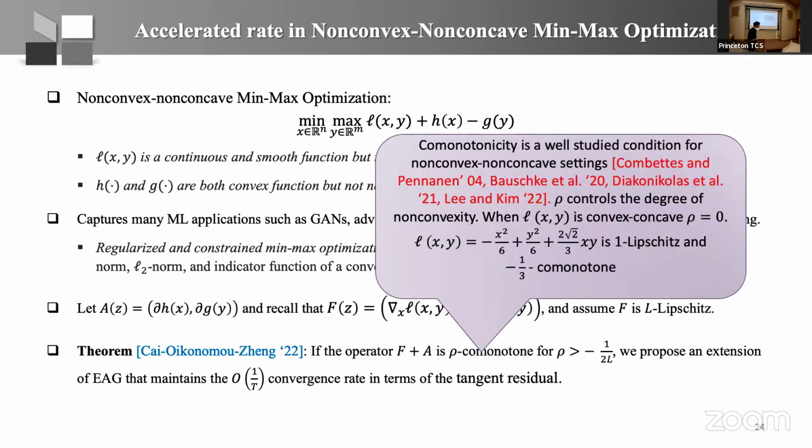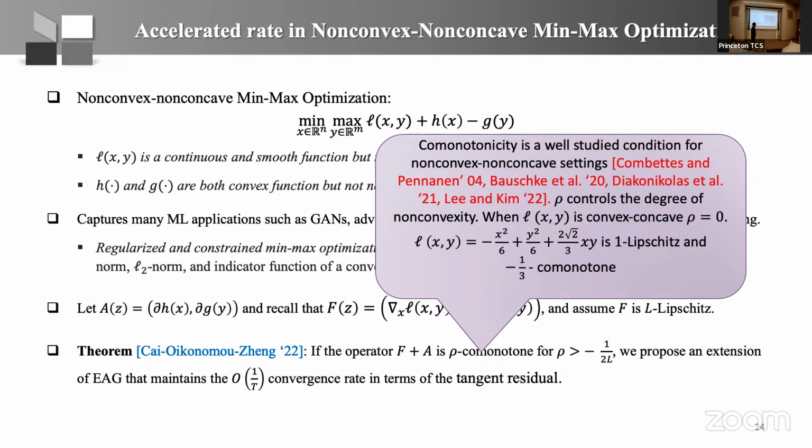Right. Okay. So I don't want to go over this. Basically, that algorithm also works if you don't exactly have convex-concave problems. There is a family called the row comonotone operators. So I'm just going to give you one example. Here the loss function could look like that.